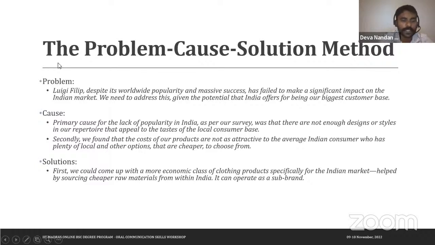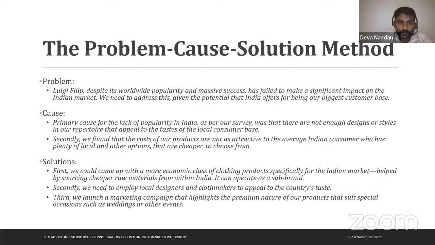So the solutions, firstly, we could come up with a more economic class of clothing products specifically for the Indian market, helped by sourcing cheaper raw materials from within India, and it can operate as a sub brand. That's one solution that would help address the design and the cost factor mainly. Secondly, we need to employ local designers and cloth makers to appeal to the country's taste. That would address the design or style factor that's lacking in the Louis Philippe case.